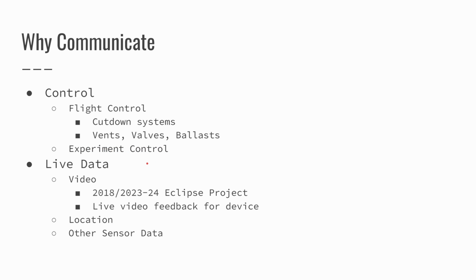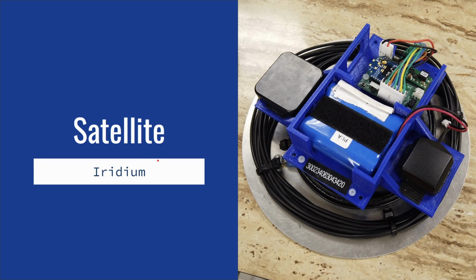And then live data. So sometimes we want live video for the Eclipse projects. So that's definitely one of the reasons that we would want live data. But also location and other sensor data, so theoretically you could make scientific decisions and also flight decisions using this live data. So you can be like, okay, we are here, we should terminate the flight so we don't pose a risk, or maybe there's an easier recovery or something like that. So that's why we communicate.